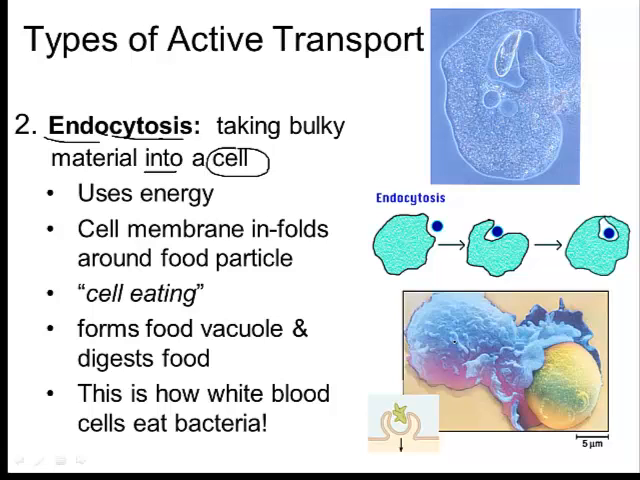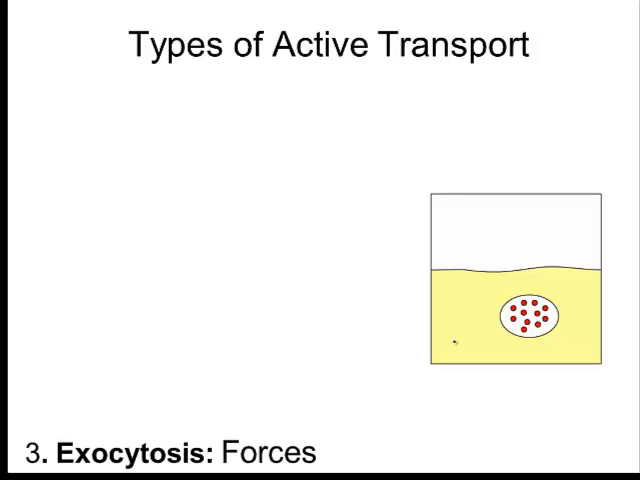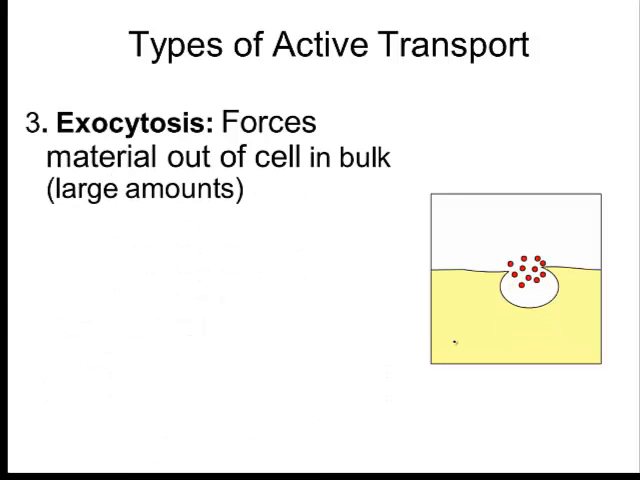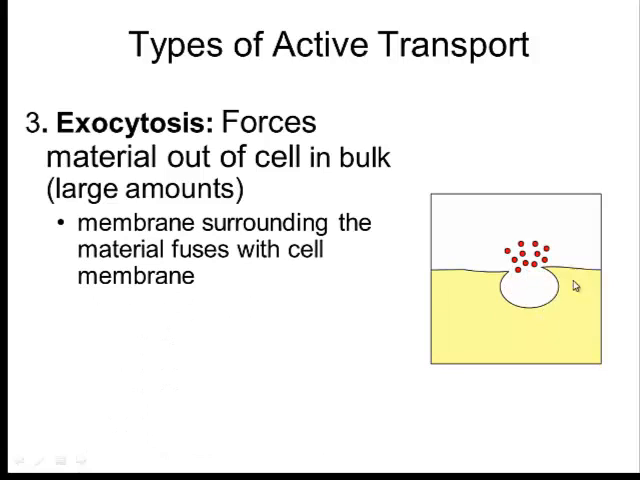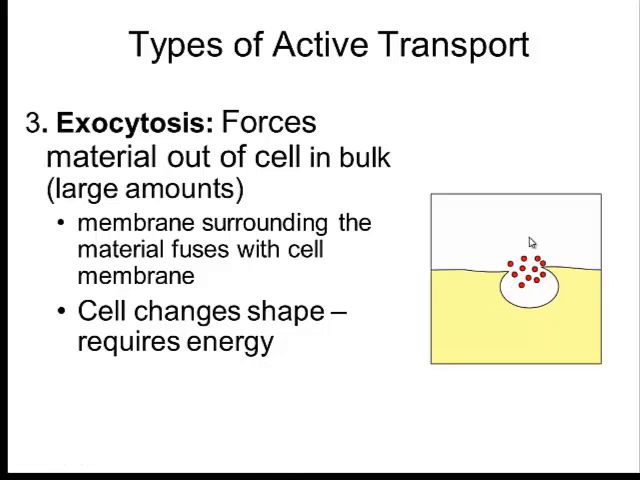Okay. The opposite of this is called exocytosis. In exocytosis, we're going to force material out of the cell in bulk, in large amounts. And this graphic was at the beginning of the very first podcast. Here we've got large amounts of material inside a vacuole, and it's fusing with the cell membrane here, and it's getting pushed out of the cell. So basically, the membrane surrounding the material fuses with the cell membrane, and it basically spits everything out. The cell is changing shape, so this is going to require energy in order to happen.